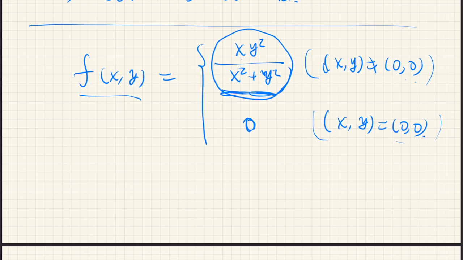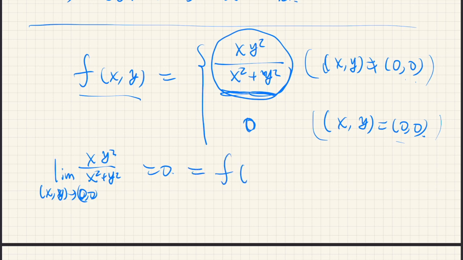Therefore, the limit of x y squared over x squared plus y squared when x y approaches 0, 0 is 0, as we have seen before. But this is actually equal to the value of the function at the origin. Therefore, f of x y is continuous at the origin, and so therefore everywhere.